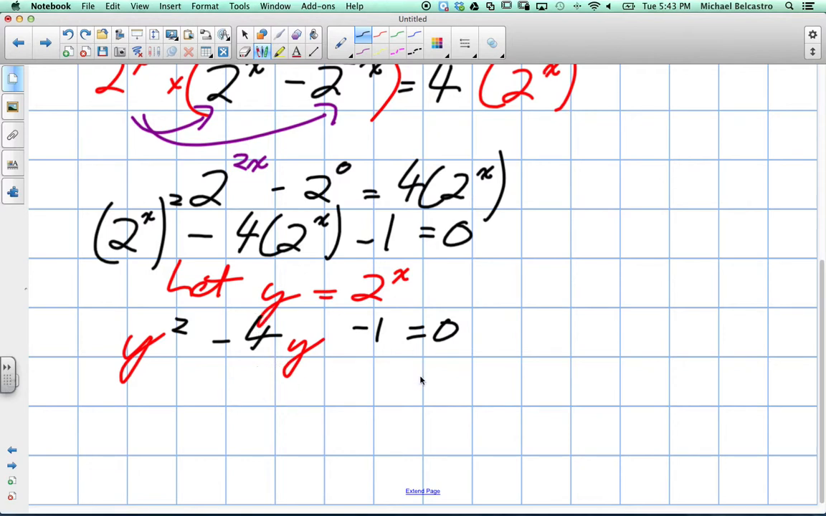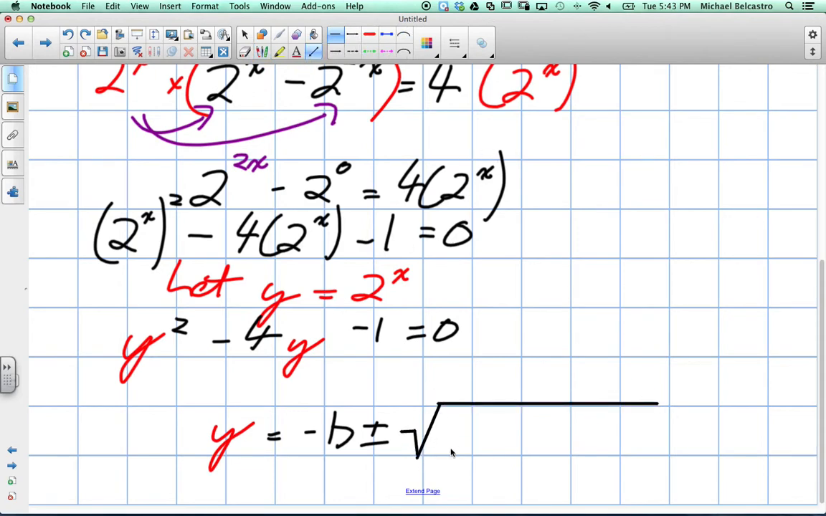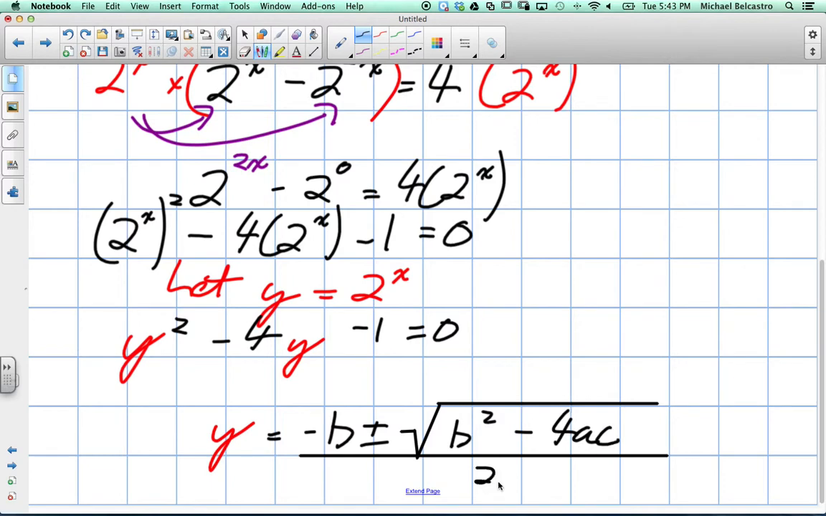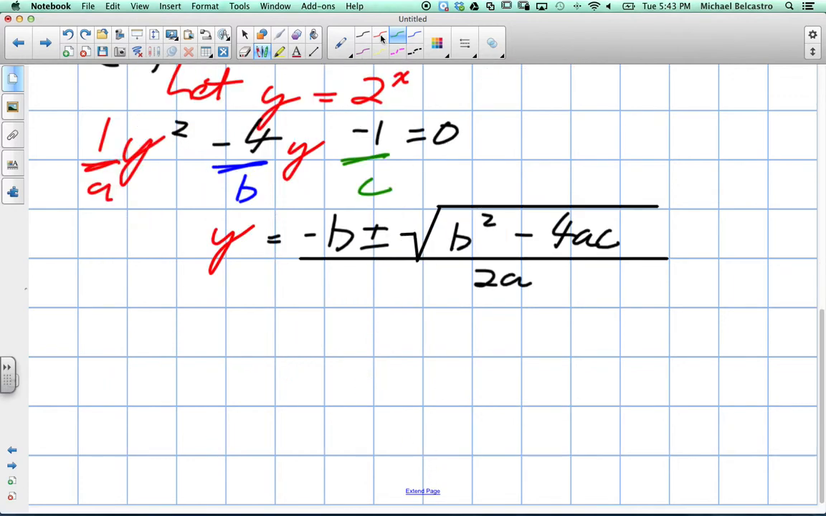So then from here we can use our quadratic formula. y is technically equal to negative b plus or minus the square root of, and I just used y because normally it's x, but because it's an exponent here, I didn't want to get us all confused. b squared minus 4ac all over 2a. And those values are, our a is technically 1, our b is negative 4, and our c is negative 1. So we're going to plug those values in to help us solve for values of y.